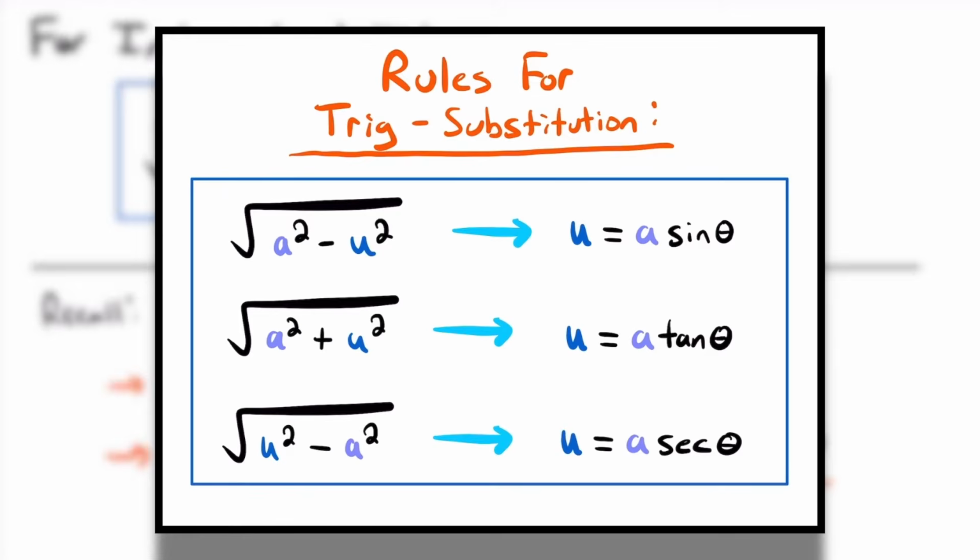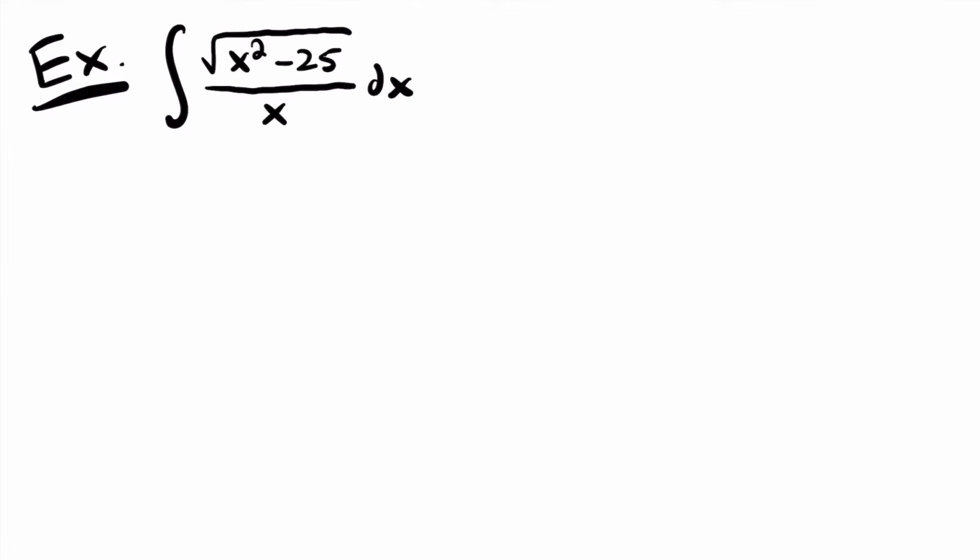But enough talk about the rules. Let's finally take a look at an example problem where we will use trigonometric substitution. So here's our first example. We have the integral of the square root of x squared minus 25 divided by x times dx.